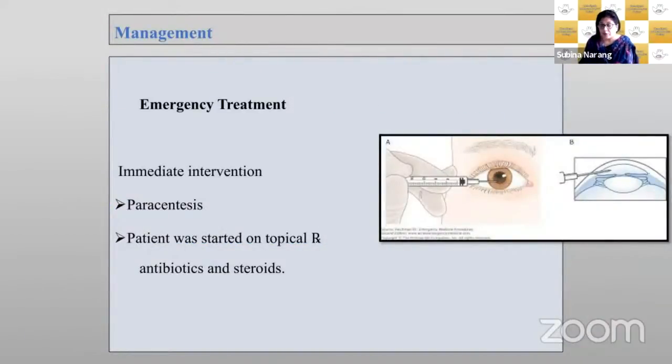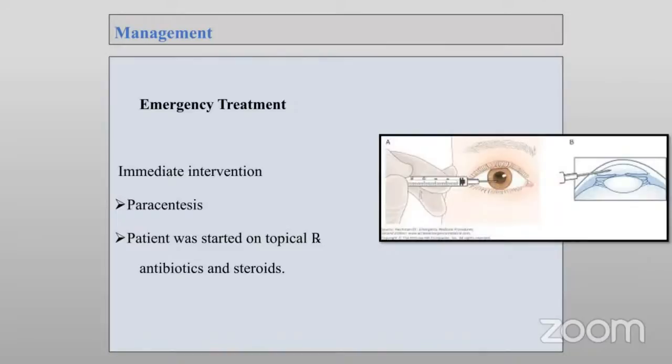Emergency treatment was given before all these investigations. Once it was CRAO and CRVO, we definitely gave treatment for CRAO. Paracentesis was done for the patient. However, there was no improvement. These patients are known to have a poor prognosis.